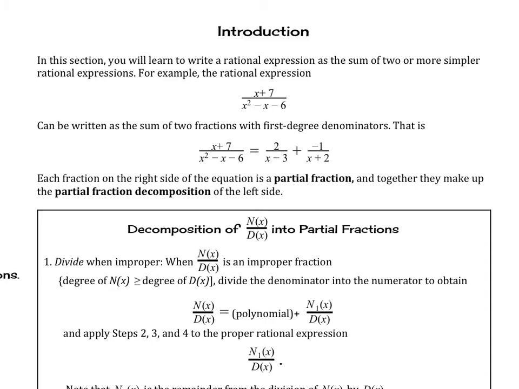In this section, you're going to learn to write a rational expression as a sum of two or more simpler rational expressions. For example, the rational expression below, x plus 7 over x squared minus x minus 6, can be written as a sum of two fractions with first-degree denominators. So you can see that it changes to 2 over x minus 3 plus negative 1 over x plus 2. Each fraction on the right side of the equation is a partial fraction, and together they make up the partial fraction decomposition of the left side.